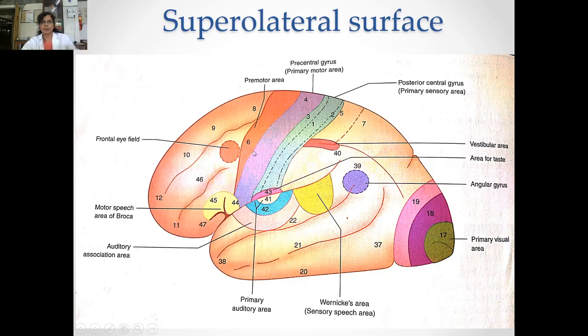In this diagram, on the superolateral aspect of this cerebral hemisphere, you can see this area number 43, that is the taste area. It is present at the lower end of the post-central gyrus in the superior wall of the posterior ramus of the lateral sulcus, near the general sensory area of the tongue, and as you know, the tongue is represented in this lower part of the post-central gyrus. So this is about the taste area.